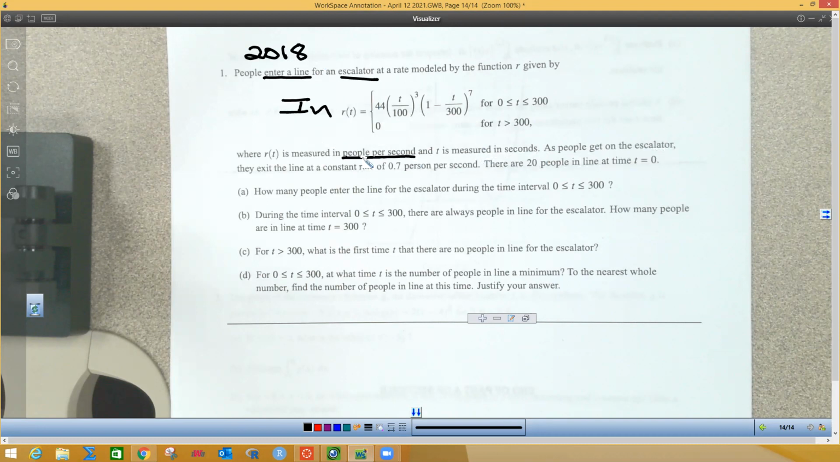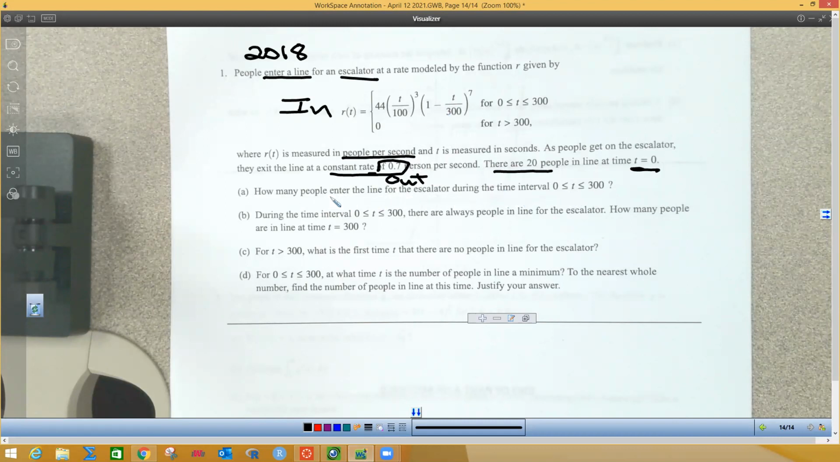As people get on the escalator, they exit the escalator at a rate. So that rate, this same point right here, the 0.07, is the rate of people going out, in people per second. And at time 0, there are 20 people in line. So there are already 20 people in line, and then more people are going to be getting in line, and these people are getting off the escalator or out of line. And so this says, how many people enter the line of the escalator from 0 to 300?